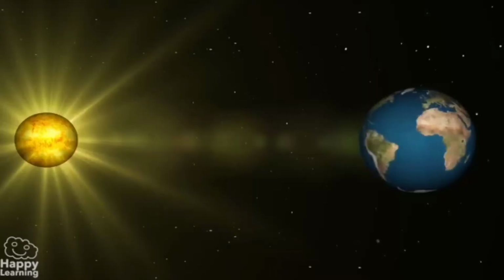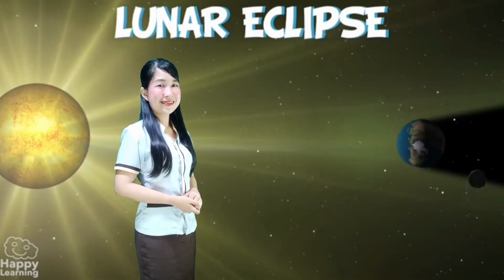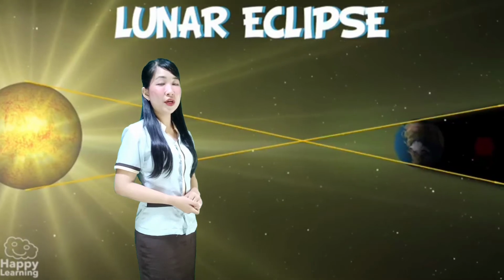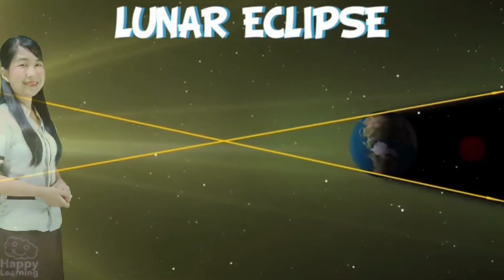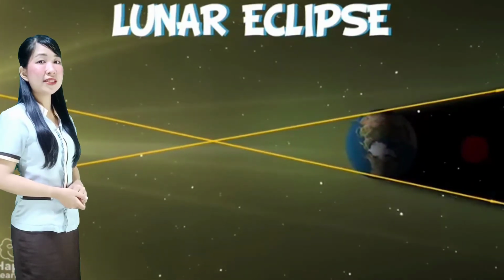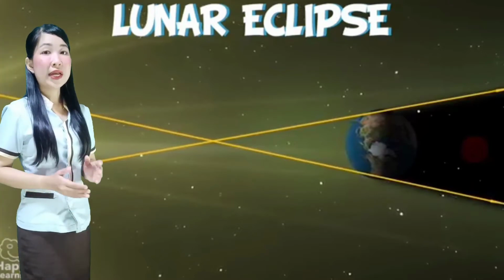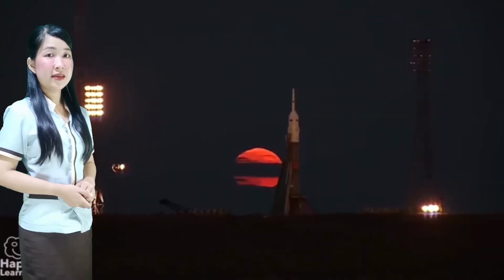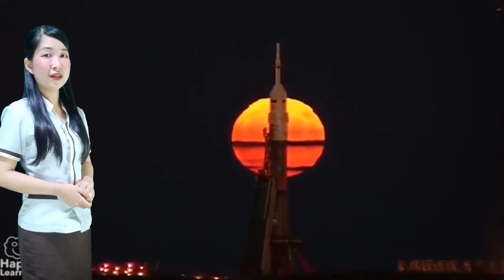Now, let us proceed to another type of eclipse, which is the lunar eclipse. Now, what is lunar eclipse? Lunar eclipse is when the earth is situated between the moon and the sun, making the earth block out the sun rays which would be shining on the moon, creating a shadow and darkening it. This phenomenon allows us to see the moon in a reddish color.